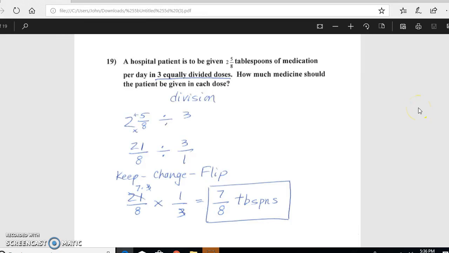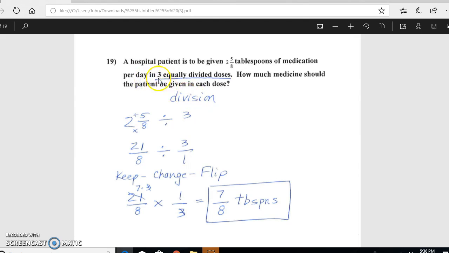This is the practice test for fractions, and here we're working on problem number 19. And the problem says a hospital's patient is to be given 2 5/8 tablespoons of medication per day in 3 equally divided doses. How much medicine should the patient be given in each dose?